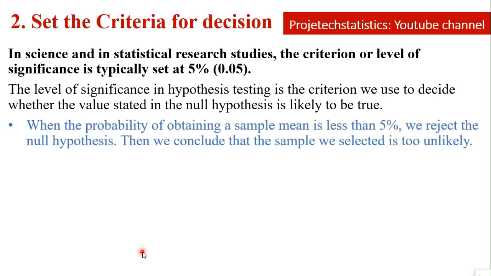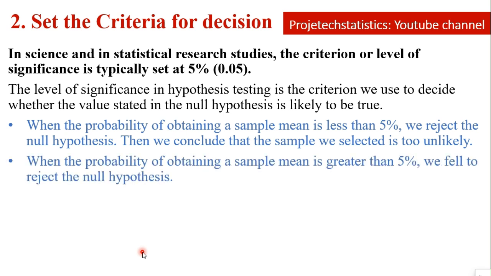So the level of significance in hypothesis testing is a criterion we use to decide whether the value stated in the null hypothesis is likely to be true. When the probability of obtaining the sample mean is less than 5%, we reject the null hypothesis. So this is the criterion: the 5%, the 0.05. If our probability of obtaining a sample mean is less than the 5% level of significance, we reject the null hypothesis. Then we conclude that the sample we selected is too unlikely.